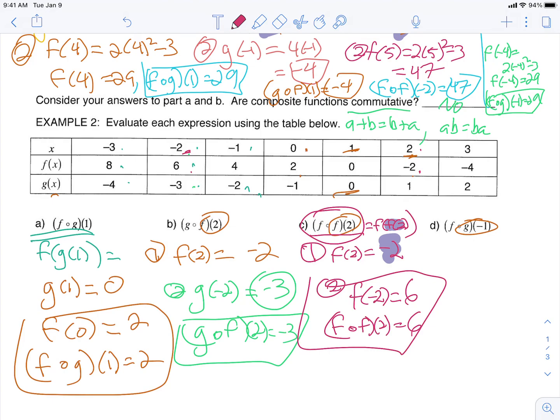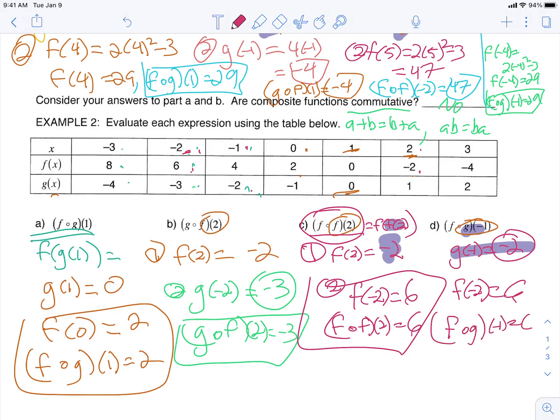Okay, last thing here, again, pause it and try it on your own, but I'm going to keep going. g of negative 1, well, here's negative 1, here's g, that's negative 2. Again, what we just found replaces that g of negative 1. So now I have to substitute this negative 2 in for f, so this becomes f of negative 2. Well, here's negative 2, here's f, and that's 6. So again, f of g of negative 1 is equal to 6.